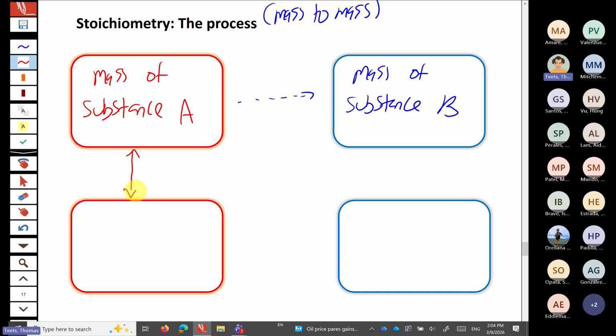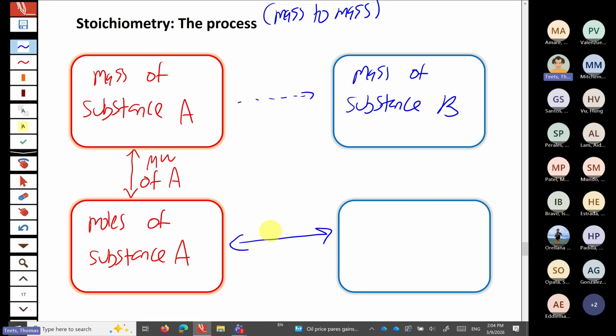So as I've been harping on this whole chapter, when in doubt, convert to moles. So if we can convert the mass of that substance that we're given into moles by using its molar mass or molecular weight, that gets us moles of substance A. Then we can convert into moles of substance B, or vice versa, by using those reaction coefficients from the balanced chemical equation.